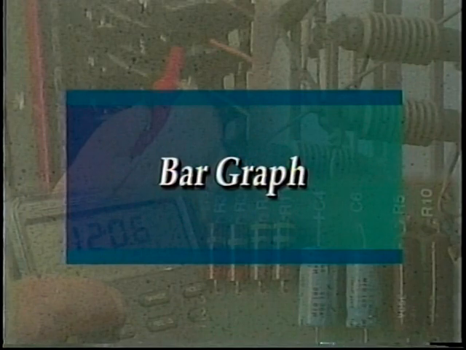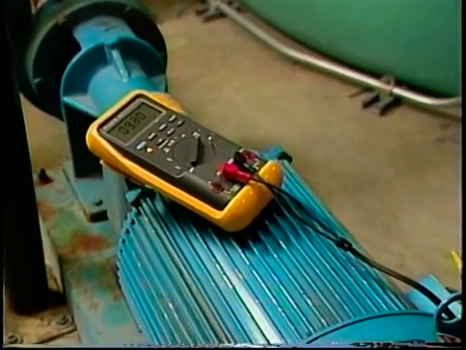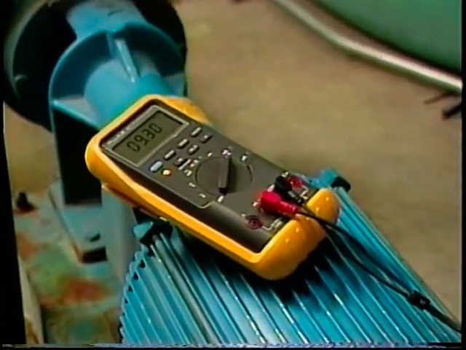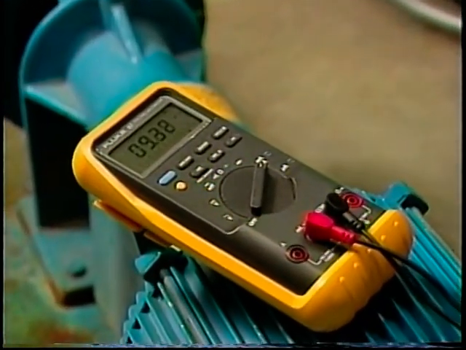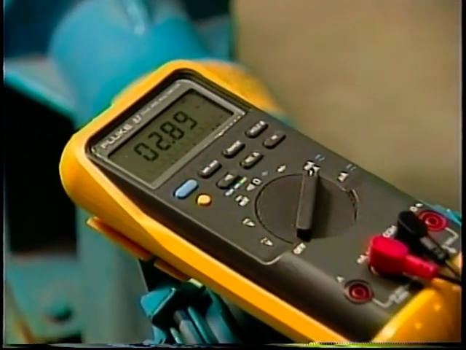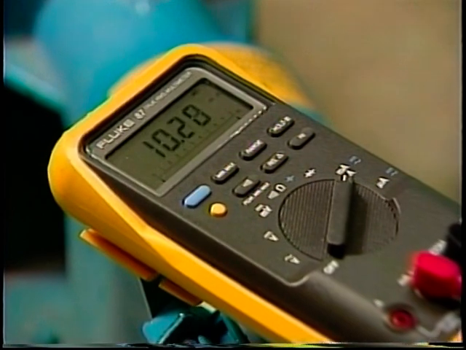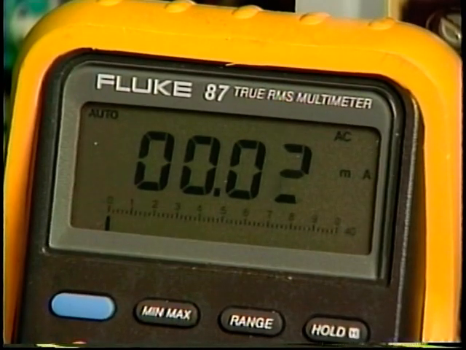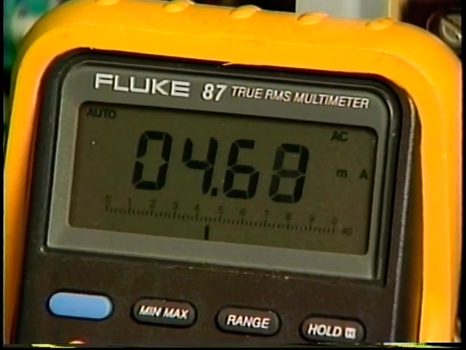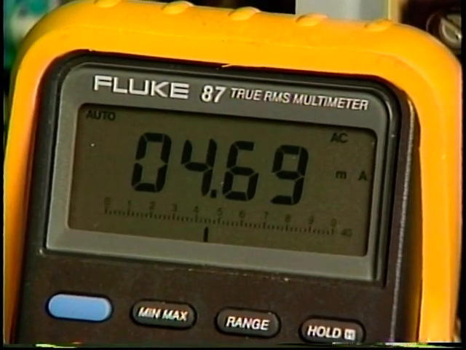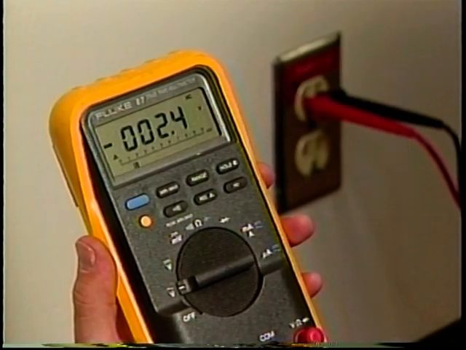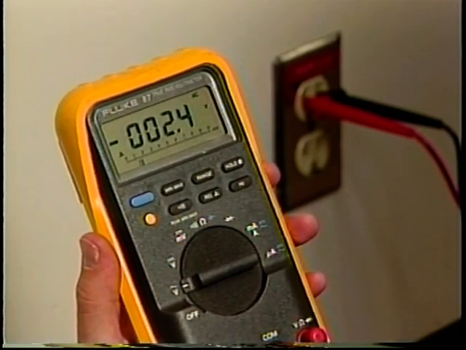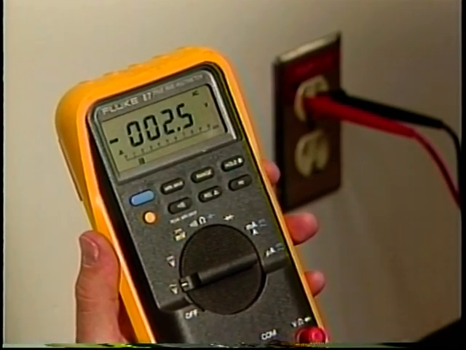Bar graph. The bar graph on the DMM shows changes and trends in a circuit. The advantage of the bar graph is that the reading is updated faster than the digital reading. The bar graph is commonly used when quick-changing signals cause the digital display to flash, or when there is a change in the circuit that is too rapid for the digital display to detect.